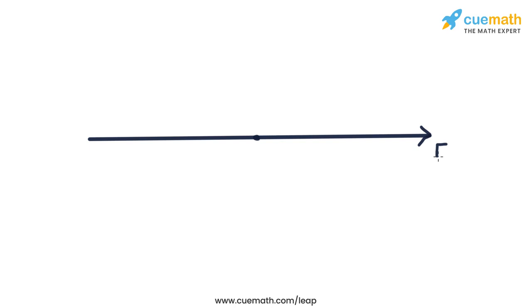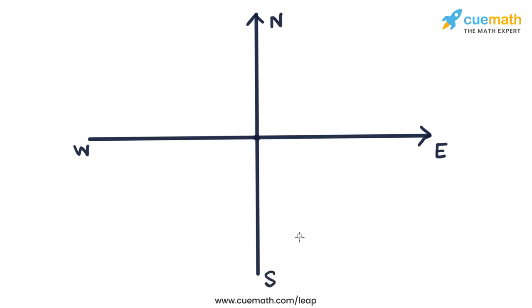So this direction is east and this direction here is west, and there's also another road passing through this center in the north-south direction. So that would look something like this. Let's label this north here and this is south. So these are the two main roads which pass through the center of the city, the center being this point here.